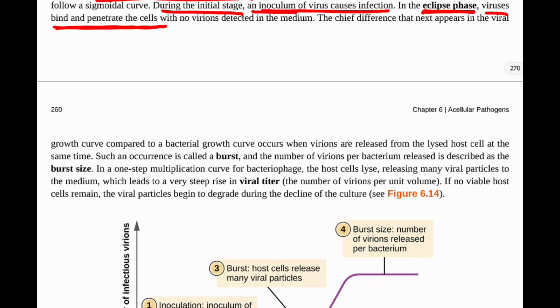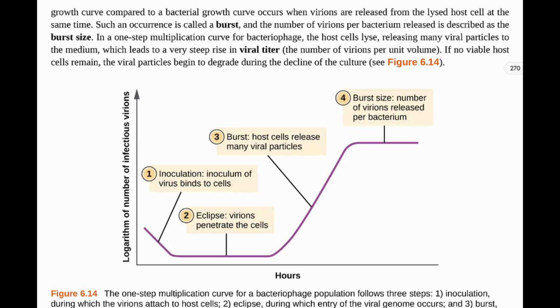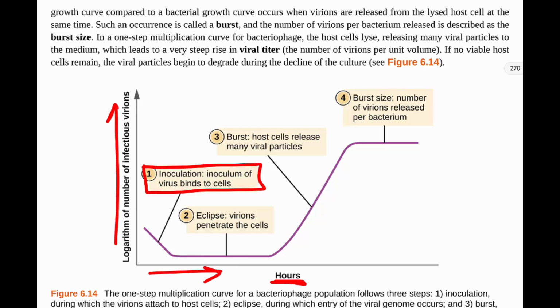All right, so here's step one. We can look at the actual chart here. So here's hours going this way, and then here's the number of infectious virions. So step one, we have the inoculation. So the inoculum of the virus binds to the cells. So they're just going to attach to the outside of the cells. Then we have our eclipse phase here, step two.